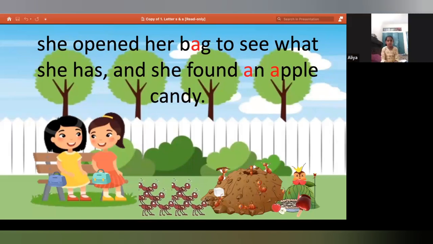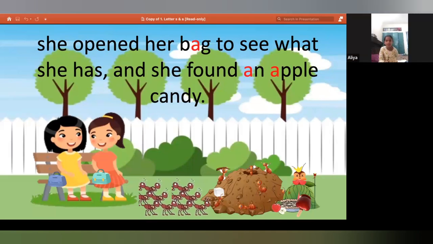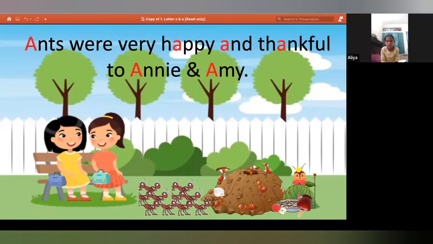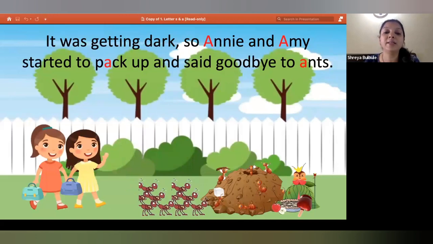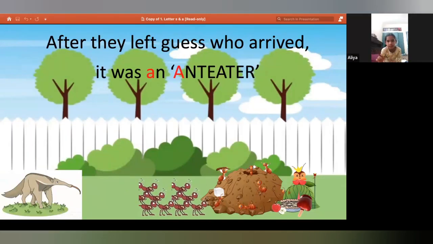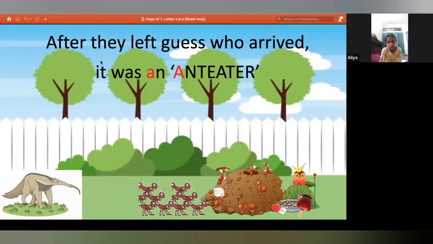What did she find in the bag? It was an apple candy, right? Are you listening? Yes, ma'am. The ants were very happy because they found the apple candy and were thankful to Annie and Amy. It was getting dark. So Annie and Amy started to pack up and said goodbye to the ants. They said, bye-bye, ants. Now it's evening. We have to go home. After they left, guess who arrived? There was an ant eater.